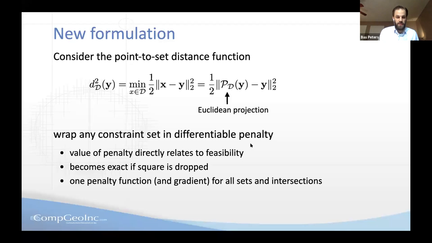So what you can do is you basically wrap any constraint set D into a differentiable penalty. It turns out you can differentiate this one. And the good thing is that the value of your penalty would relate directly to the distance to feasibility, and it doesn't penalize anything once you're in the set D. Then the expression becomes zero. This can also become an exact penalty if you drop the square, and it will still be differentiable. With the square, it's of course non-exact, but there are some slightly different numerical properties. And the other good thing about this is that however many constraints you have, because you project onto an intersection here, you get one penalty function with one penalty parameter to select.